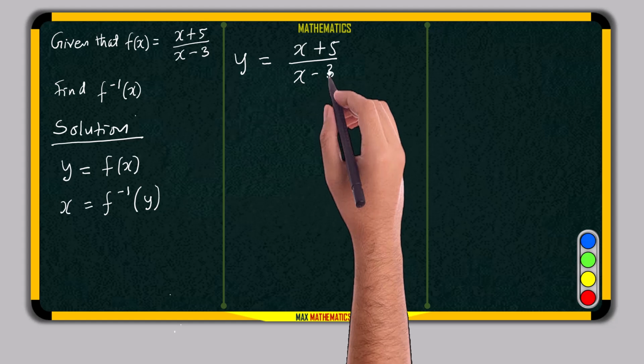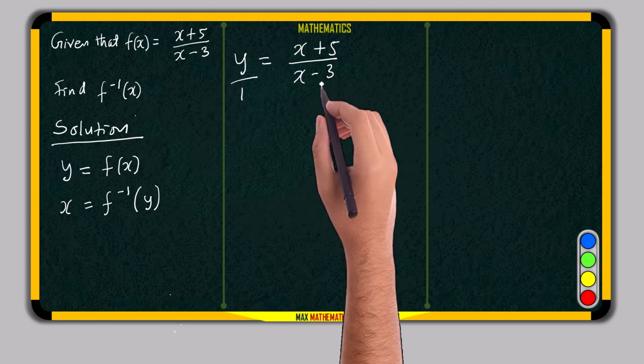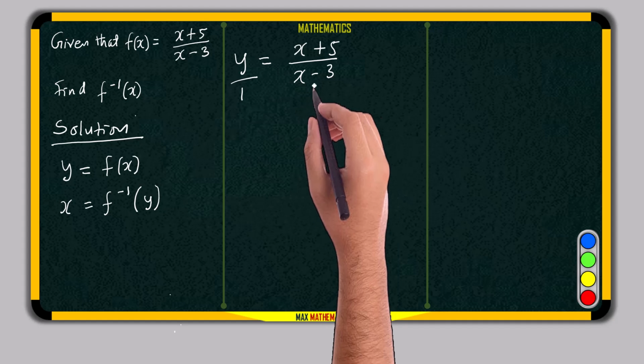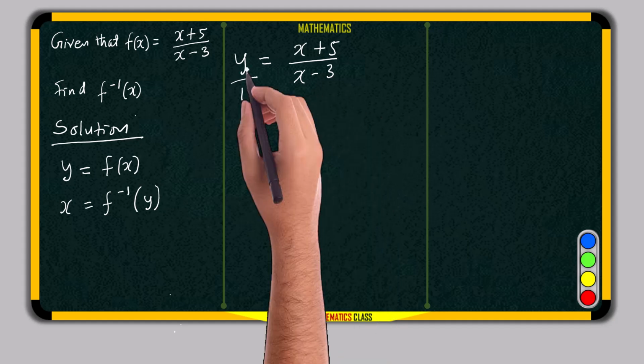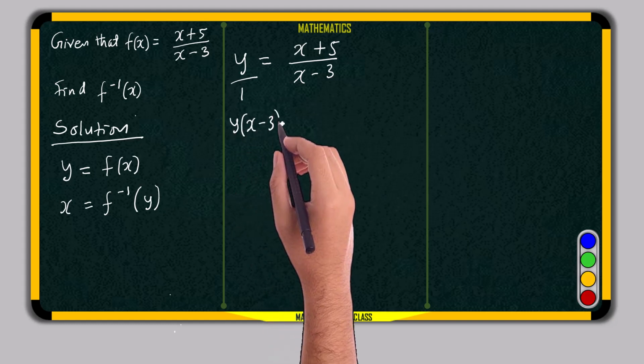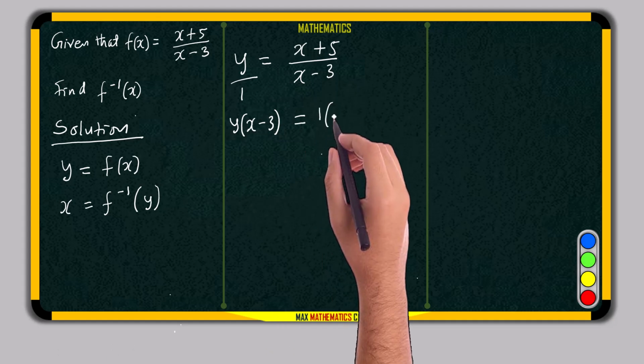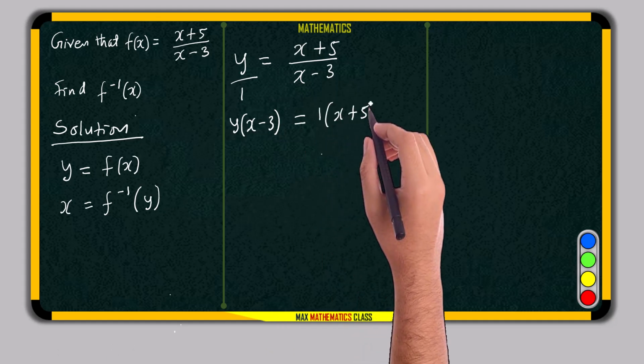Now, in our step 2, we are going to make x the subject of the formula so that we can also make this y over 1, and then we will now clear the fractions. By clearing the fraction, we are going to use this denominator to multiply this numerator here. So we now have y times x minus 3, and this will be equal to 1 times x plus 5.